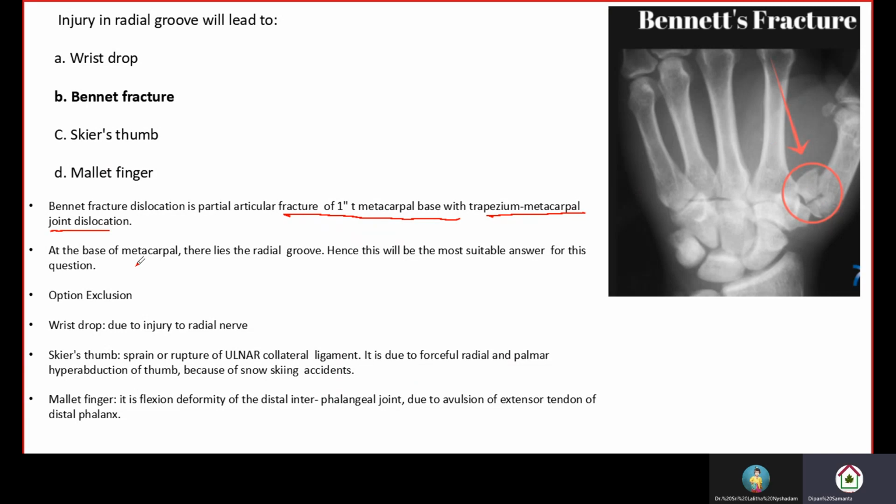This is the Bennett fracture. At the base of the metacarpal, there lies the radial groove. And this will be the most suitable answer for this question. So Bennett fracture, we will go for Bennett fracture. Wrist drop is completely different, due to injury to the radial nerve.